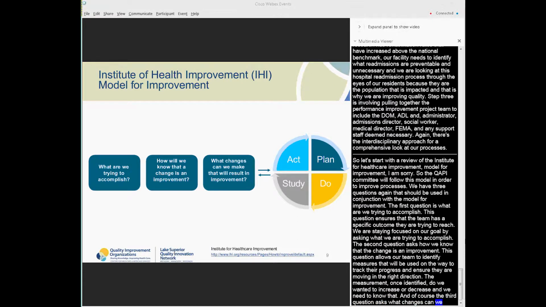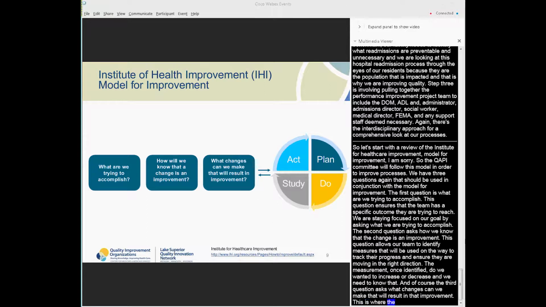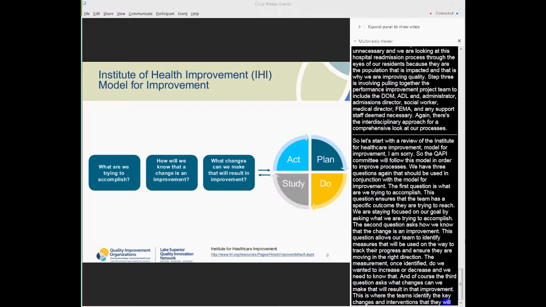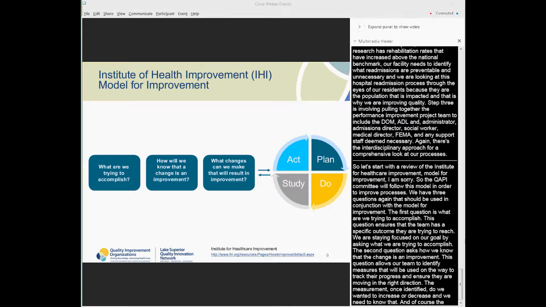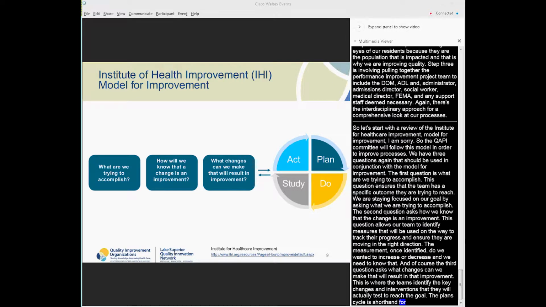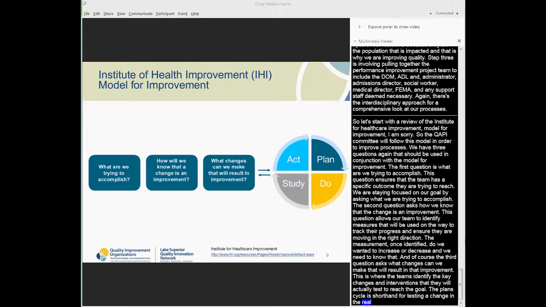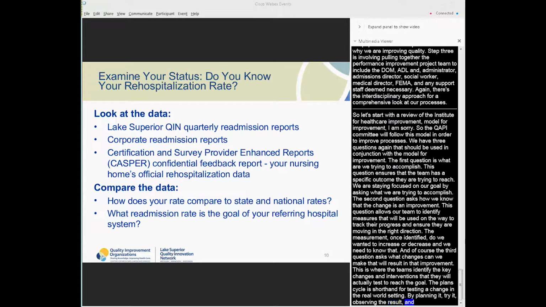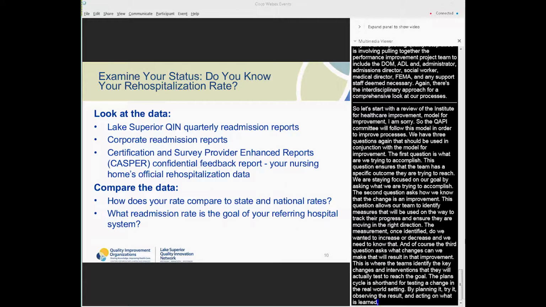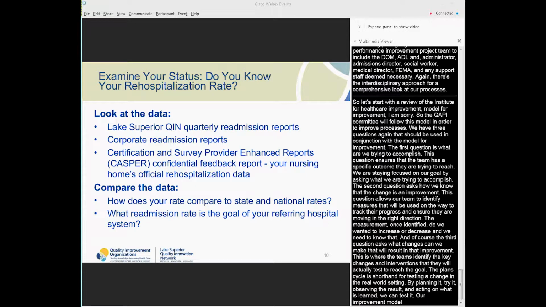The Plan, Do, Study, Act cycle, or PDSA, is shorthand for testing a change in the real-world setting by planning it, trying it, observing the results, and then acting on what's learned. Our model of improvement asks us, what do we want to accomplish? We want to examine our status and know what our rehospitalization rate is.